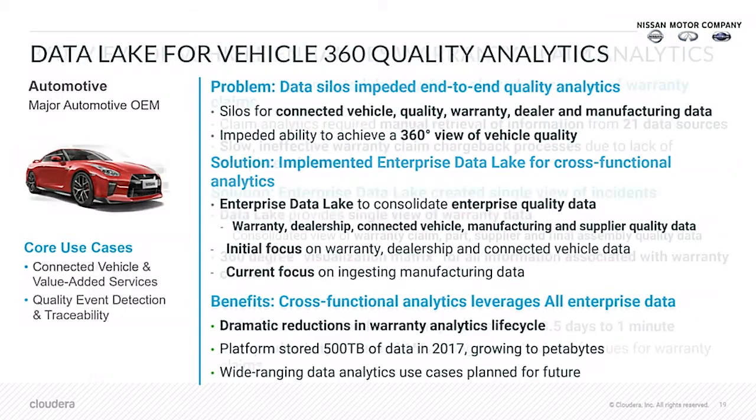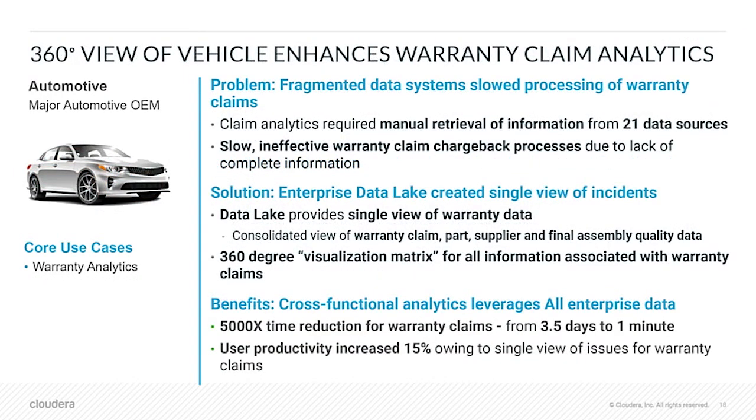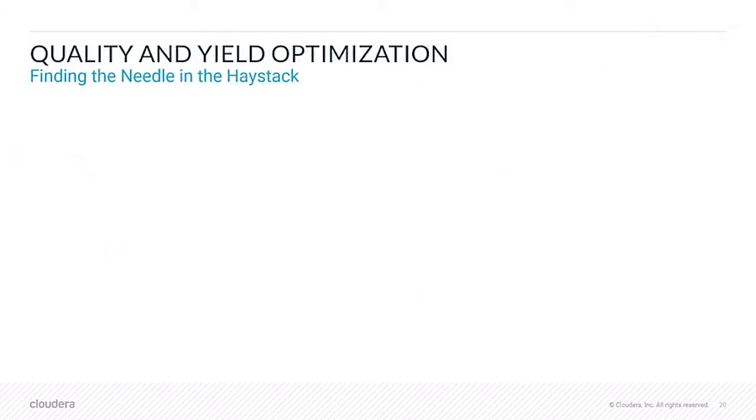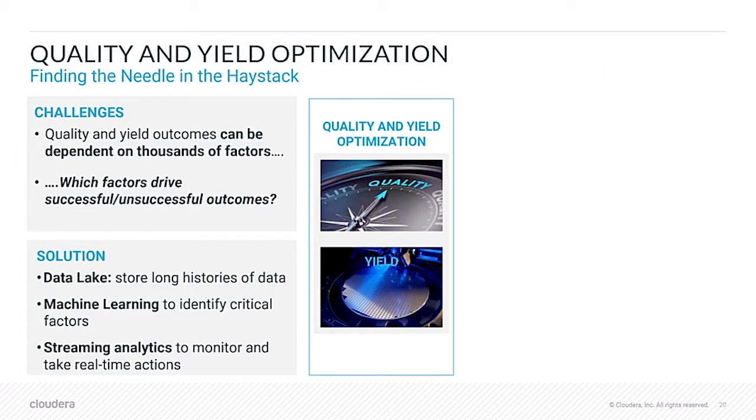So this was Nissan, when they started with the warranty claim analytics, and then they built out the data lake for vehicle 360, and you can see it pulled together all those data sources I was talking about. So they literally can connect those dots from problems in the field down to root causes and do containment analytics.